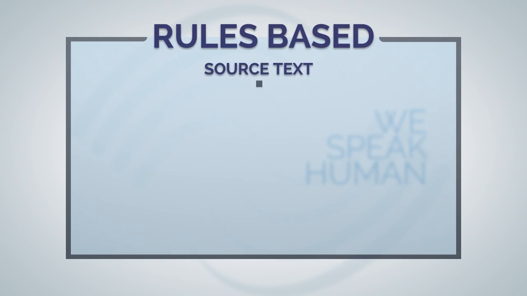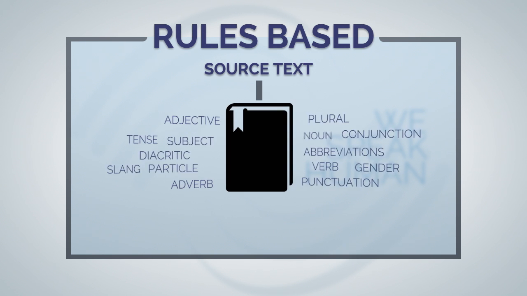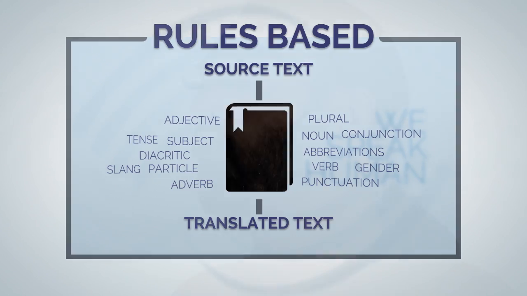The other one is rule-based translation, where you're using dictionaries and grammar rules for that particular language to achieve the same goal. This is a little more involved, and traditionally it has been the way that most machine translations have worked in the past.